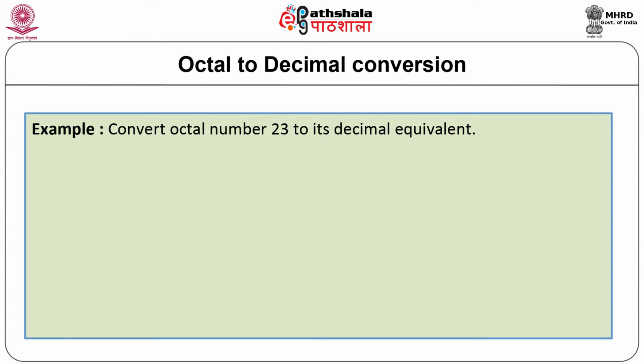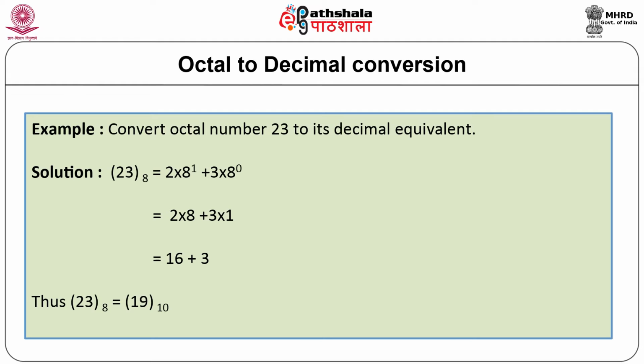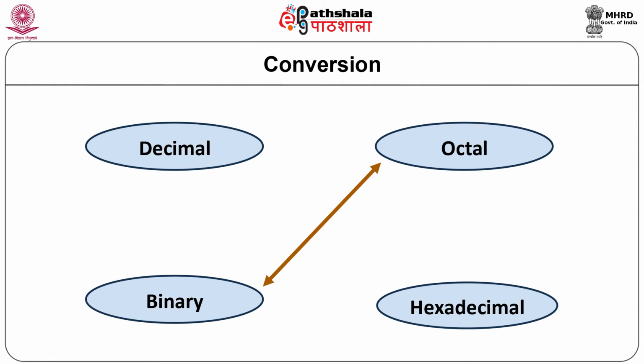Let us convert octal 23 into its decimal equivalent. To convert an octal number to its equivalent decimal number, multiply each digit by its weight. Then add the resulting products. Thus, octal number 23 is equivalent to 19 in decimal. Now the interconversion is binary to octal and octal to binary.